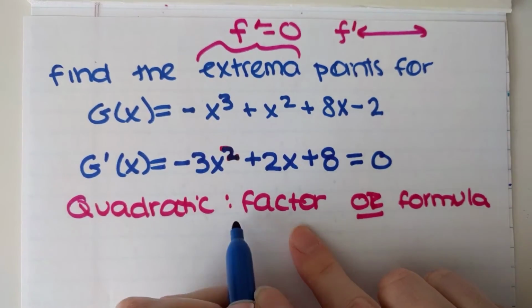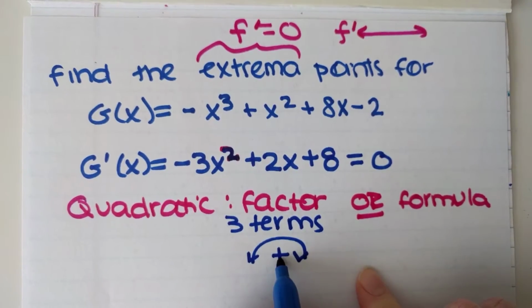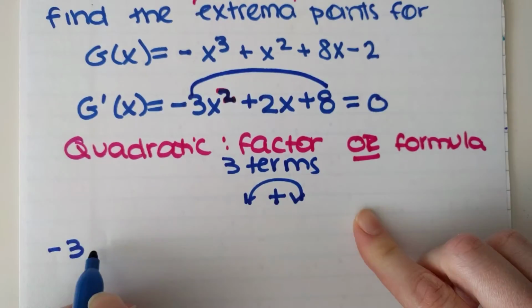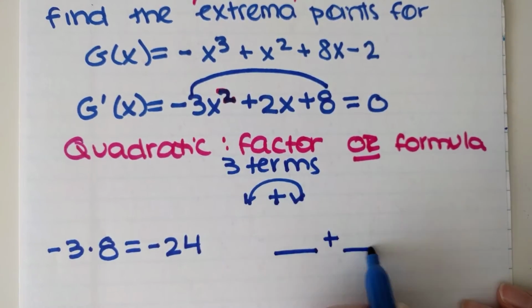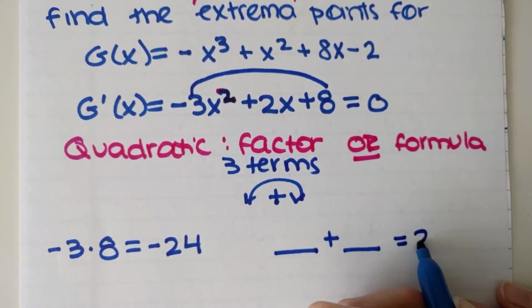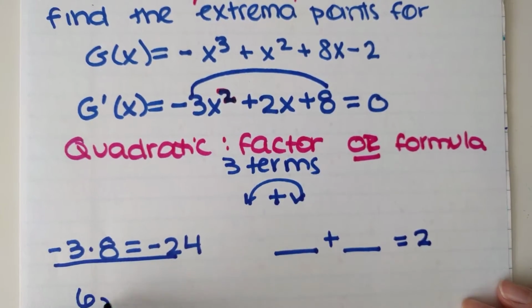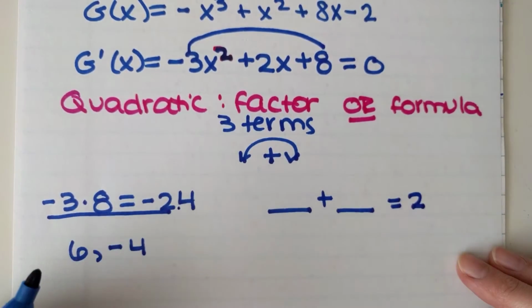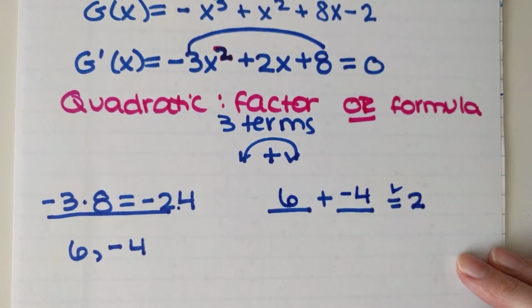Because we have 3 terms, we are going to do the whole first times the last that sums up to the middle. So we'll take negative 3 times our 8 to get negative 24. And we need 2 numbers that are going to multiply together to give us negative 24 and sum up to give us 2. So after working through this, we would get that those 2 numbers are 6 and negative 4. Because if we multiply 6 times negative 4, that gives us our negative 24. And if we add 6 minus 4, we get our positive 2.